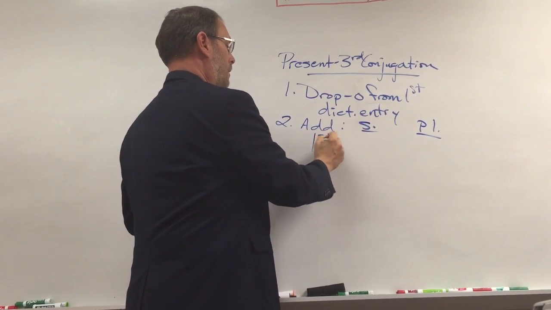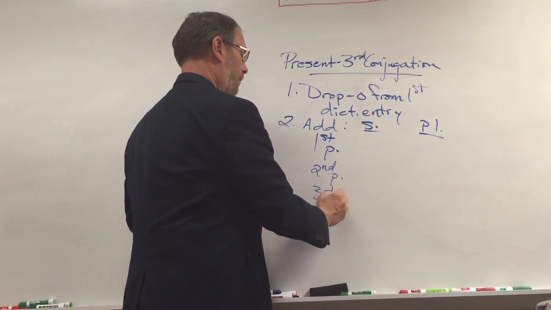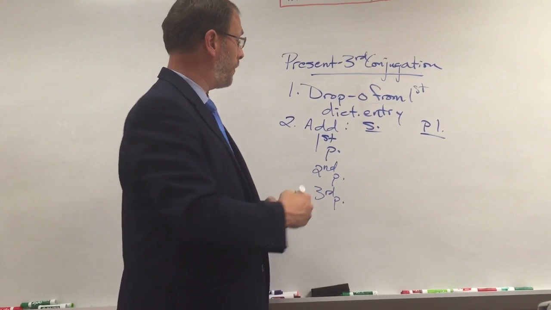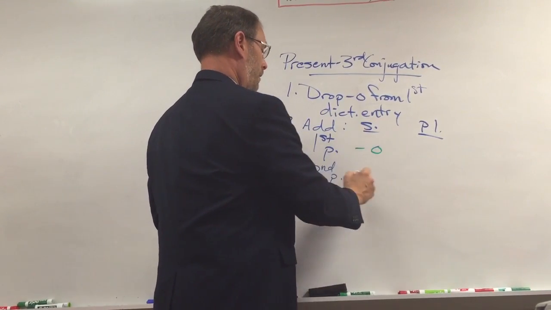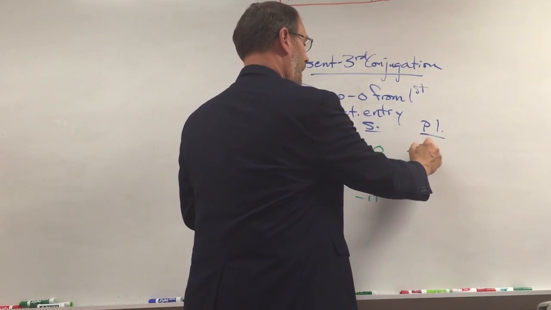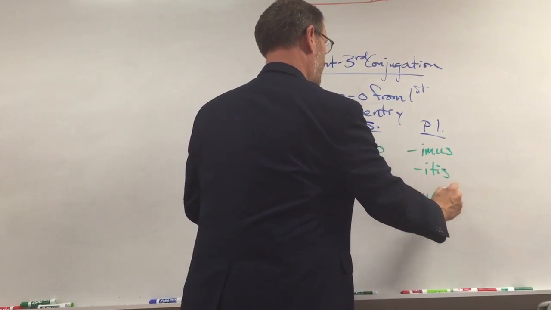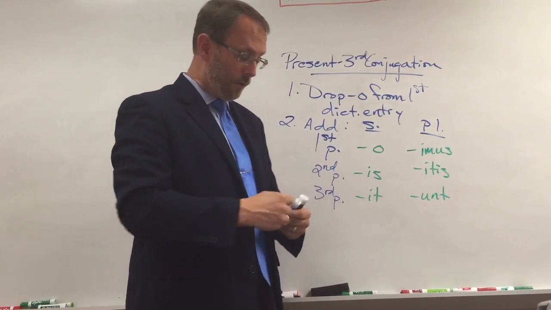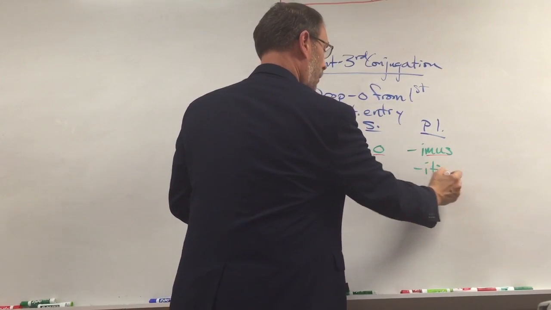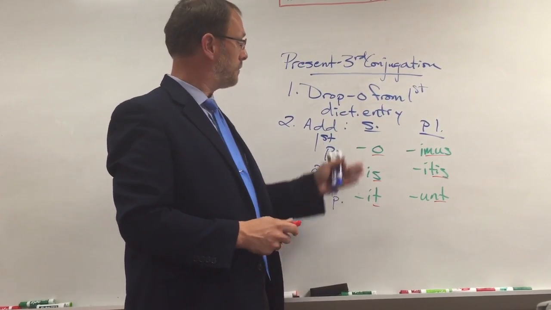singular and plural, first person, second person, and third person. And so now we're ready for our usual endings that we have, and they're very similar to what we've seen before. You're going to add O, IS, IT, IMUS, ITIS, UNT. So very similar. In fact, you'll notice we've got the same endings as before, O, S, T, MUS, TIS, NT, with just a little something extra in front.